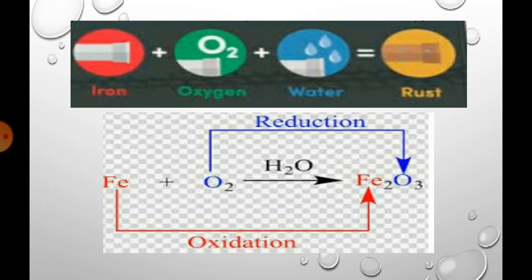When iron reacts with water in the presence of oxygen, the result is rust, that we can see in the chemical equation. Fe plus O2 in the presence of water gives us Fe2O3.